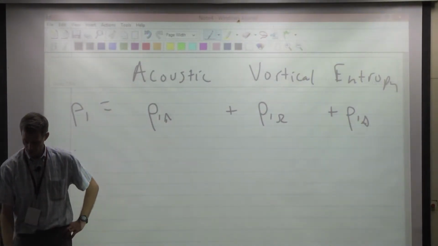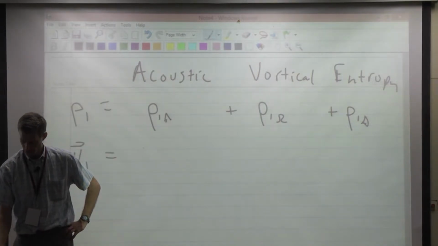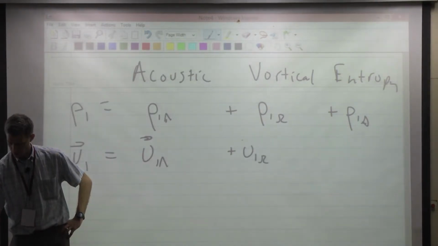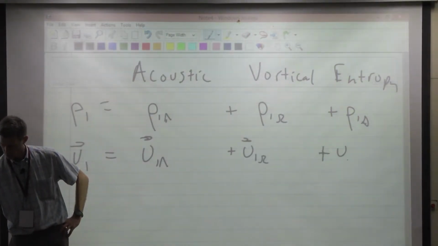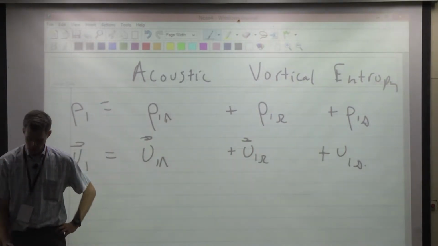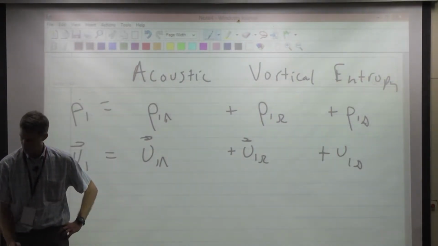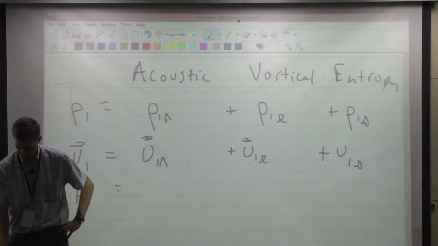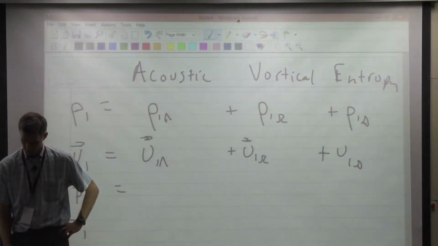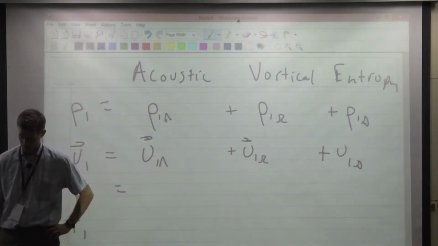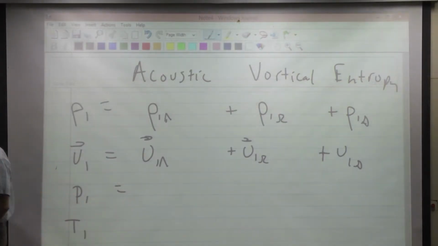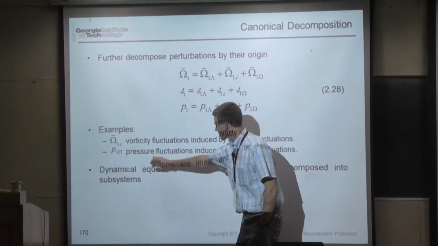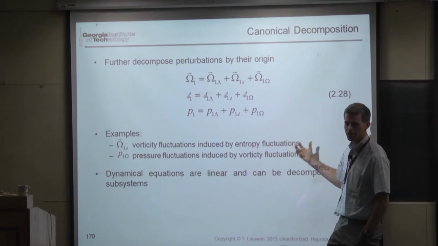Okay? Similarly, the velocity is going to equal U1 delta plus U1 omega plus U1 entropy. And I can just go right down the list for every single variable. We can do the same thing for pressure, the same thing for temperature. We can even do the same thing for vorticity and entropy. So like this P1 omega, that's the pressure fluctuation induced by the vorticity mode.